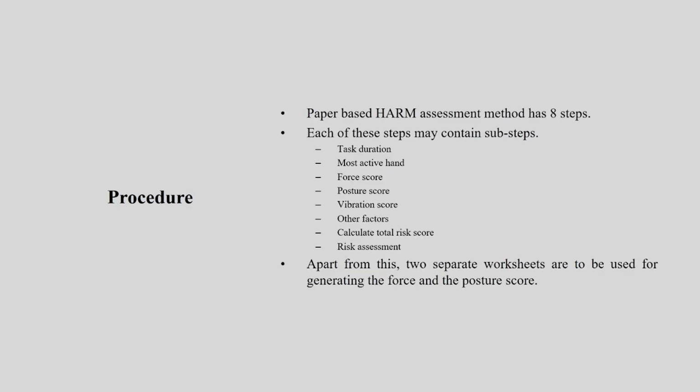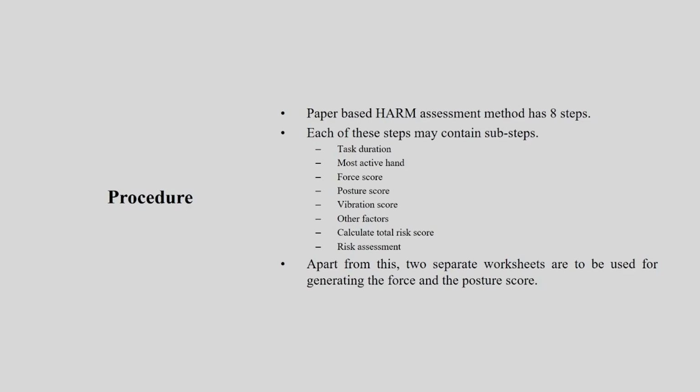The paper-based HARM assessment method has 8 steps, and each step has some sub-steps. We will be discussing them. Mainly they are task duration, most active hand, which is the left hand or right hand, so you have to find that, then force score, posture score, vibration score, some other external factors, and once that is done, you calculate the total risk score and risk assessment.